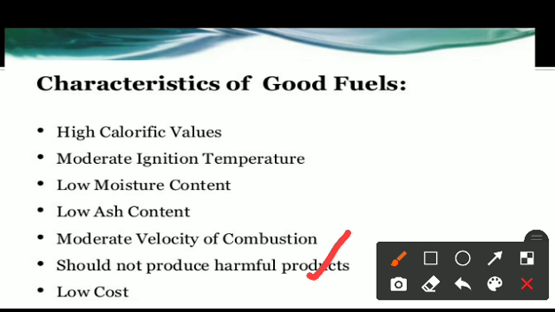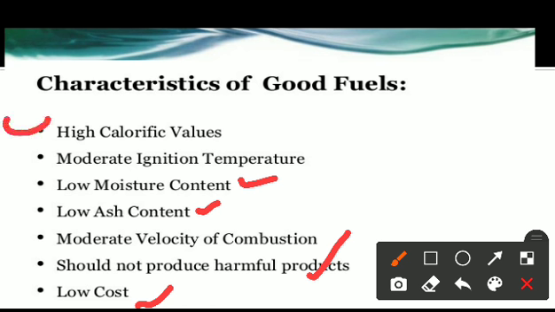They must also have a low ash content, and also a low moisture content, because if the moisture is high, then their calorific value is going to decrease and ignition temperature also decreases. Okay. And the fuel must have a low cost. That is, fuel should be readily available in bulk at low cost. The cost of production, storage, and transport should be low. This is about the characteristics of a good fuel.